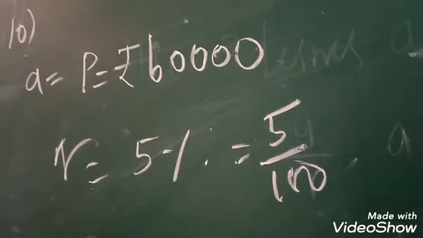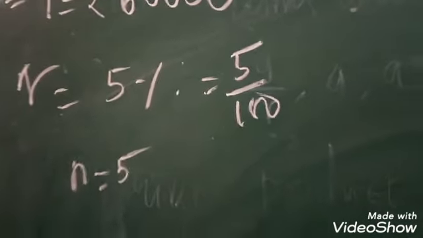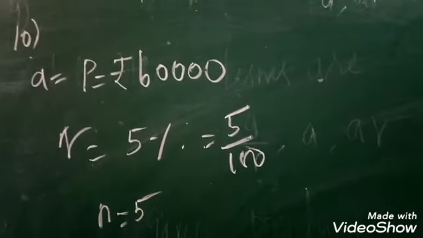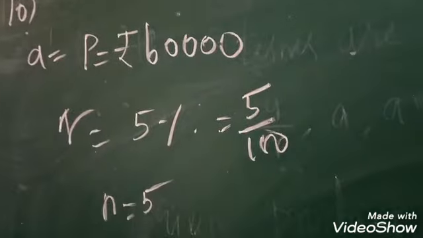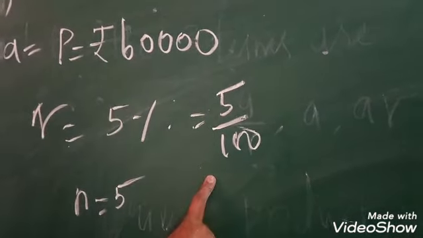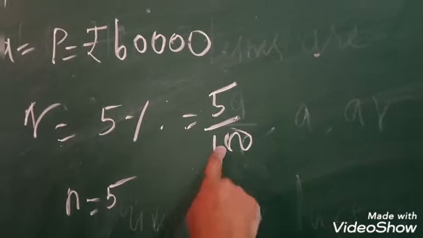See girls, here n is equal to 5. Now we want to substitute in the GP: Tn is equal to a r power n minus 1. Here A is considered as the principal or salary. Then r is considered as 5 over 100.